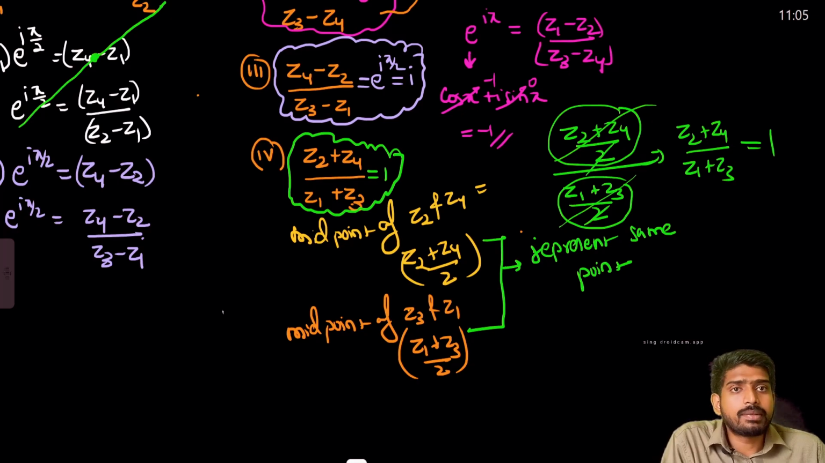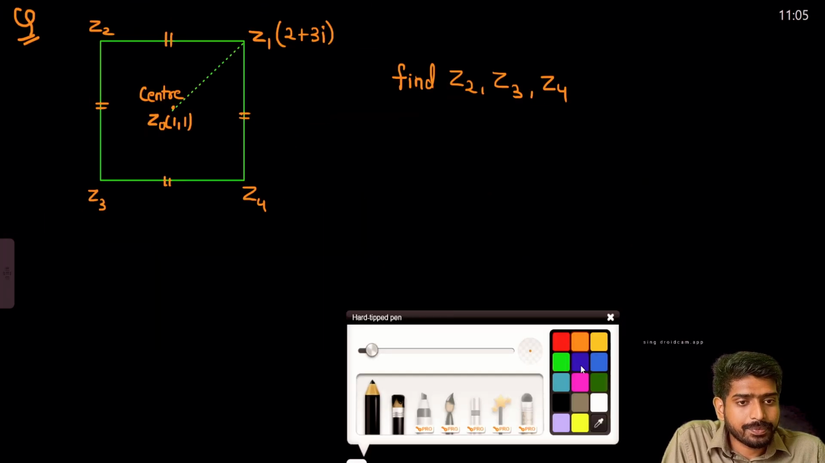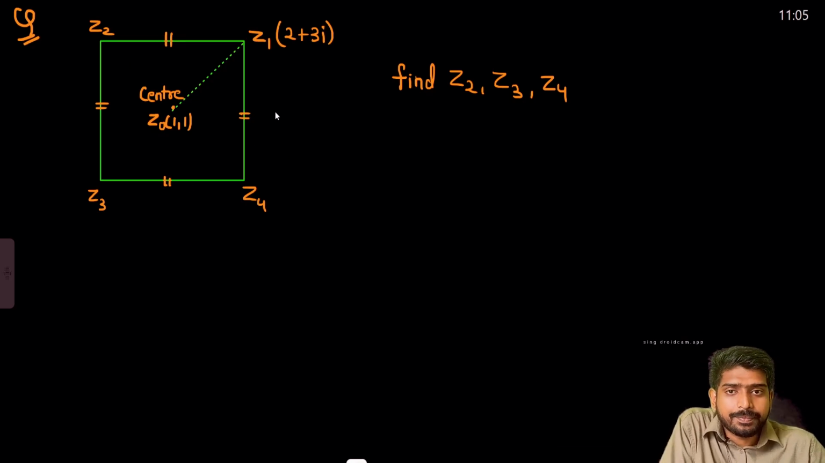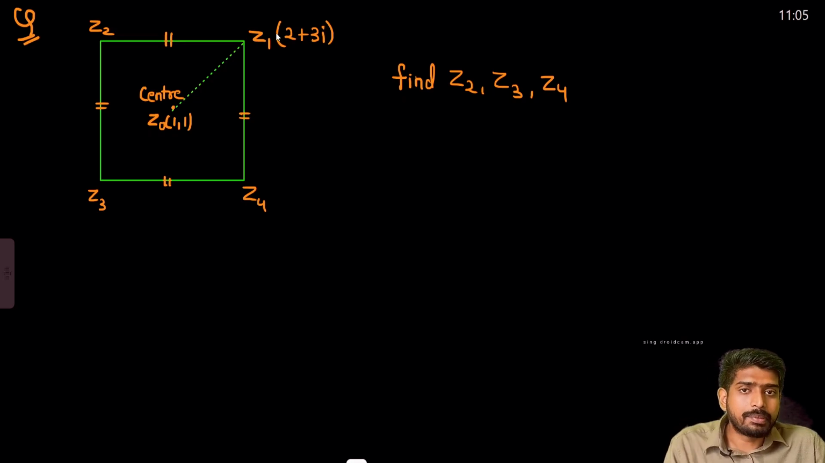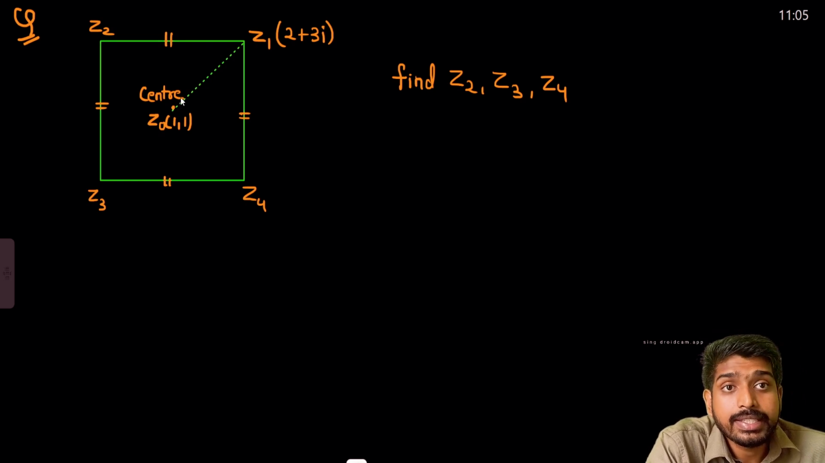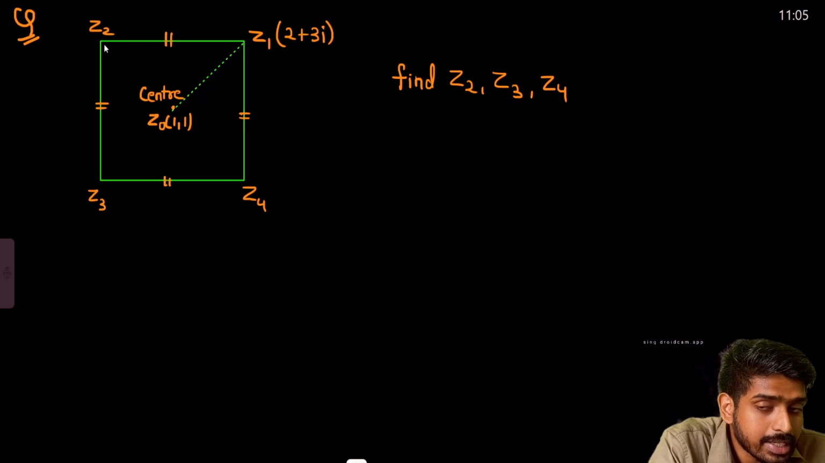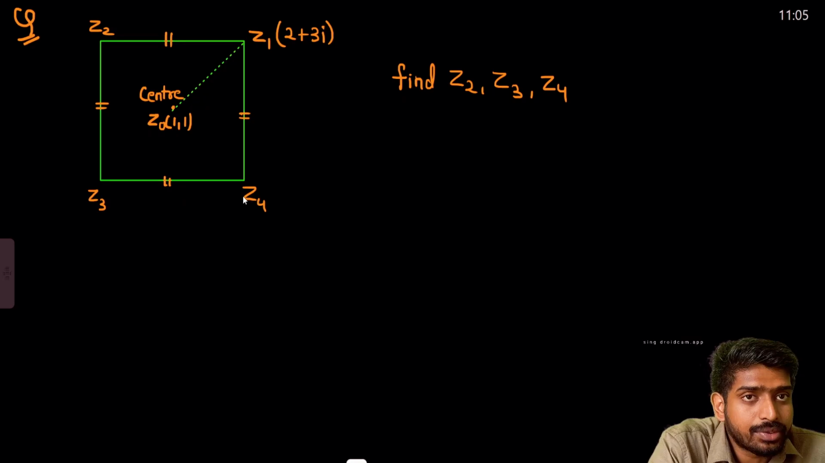Same complex number divided by same complex number will give 1. Now next, come to this question. In this question, they have given a square and they've given the complex number representing z1 and the complex number z0. Z0 is the center of the square. Now they're saying to find the other vertices of the square. Z1 they gave, Z0 they gave, which is the center. Z2 they are asking to find, Z3 also they are asking to find, and Z4 also they are asking to find.